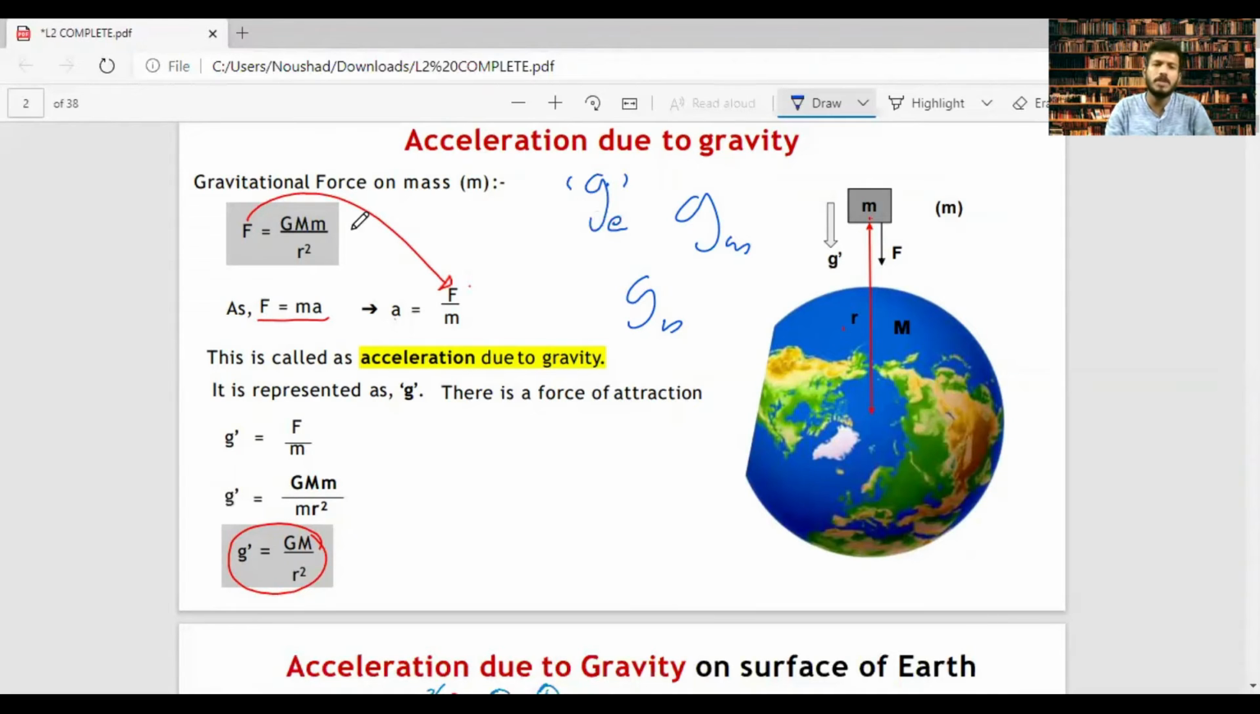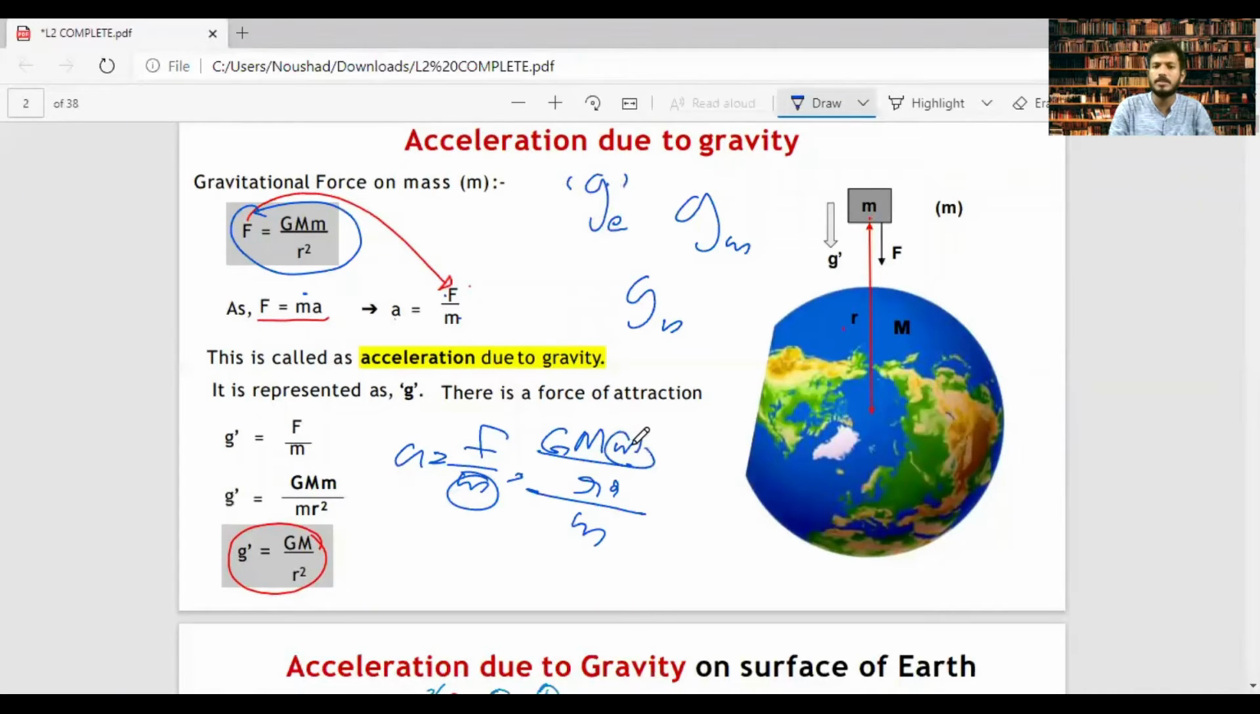So F is equal to G M m by r square. That is the force equation. F equal to ma, so a equal to F by m. What is F? G capital M small m divided by r square, divided by m. This is the mass of a body and this is also the mass of a body, so this gets cancelled.